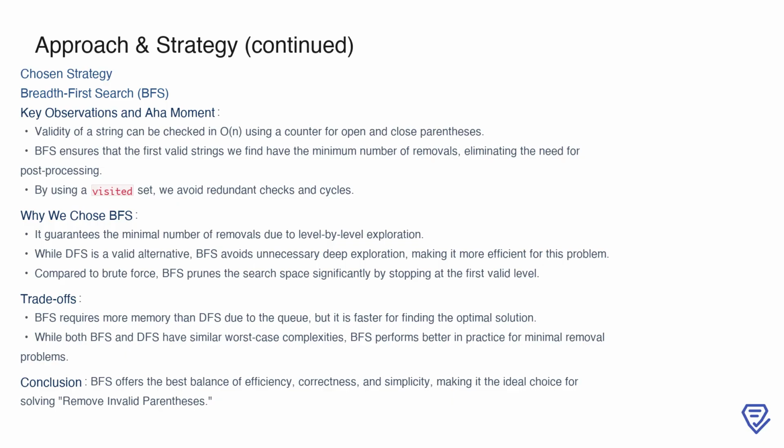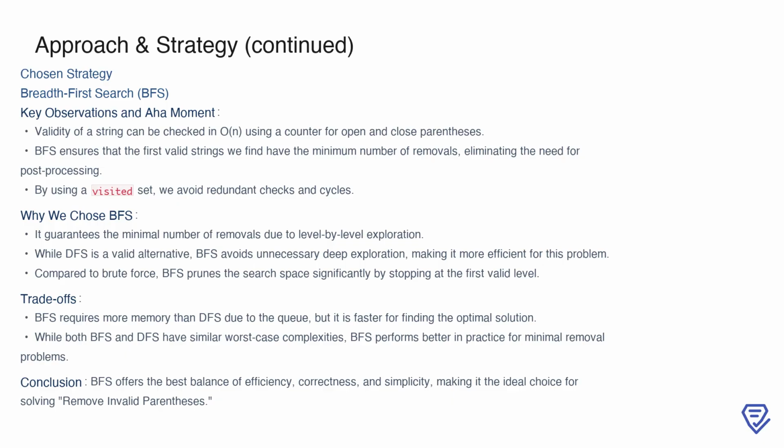Additionally, by leveraging a visited set, we avoid redundant checks and cycles, further improving efficiency. While DFS is also a valid option, BFS avoids unnecessary exploration of deep branches, making it more practical for this specific problem. Compared to brute force, BFS significantly prunes the search space and ensures correctness. The main trade-off is that BFS uses more memory due to the queue, but in practice, it's faster for finding optimal solutions. Overall, BFS provides the best balance of efficiency, correctness, and simplicity, making it the ideal choice for removing invalid parentheses.